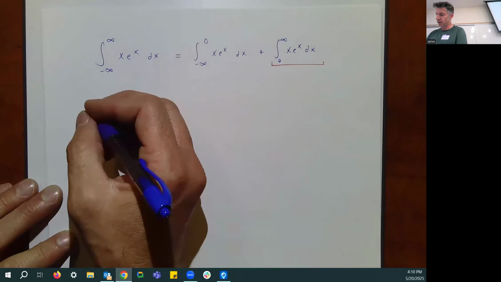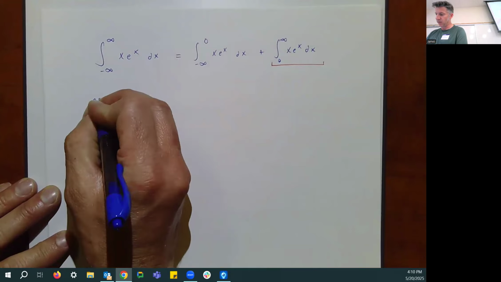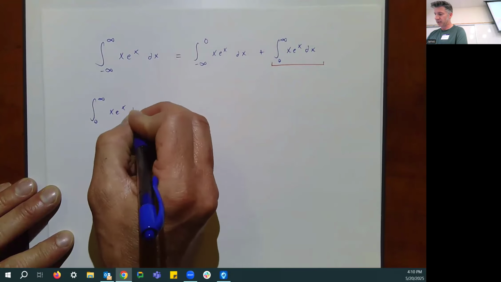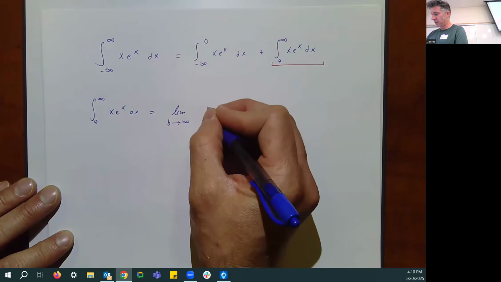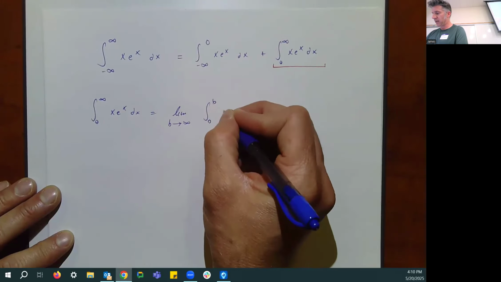So let's look at this side. The integral from 0 to infinity of x e to the x dx is equal to the limit as b approaches infinity of the integral from 0 to b of x e to the x dx.